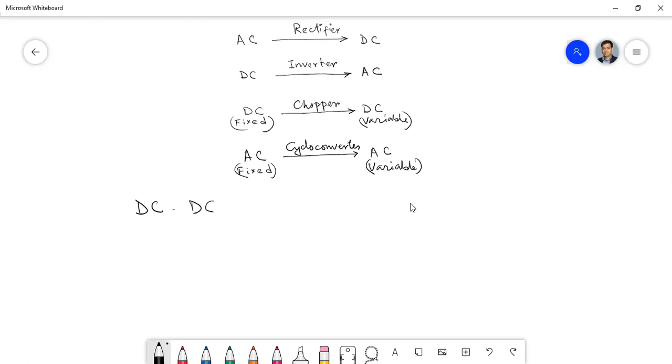So we'll start the DC-DC converter today. Okay. Can you see this board? Yes, sir. It has hanged. Okay. Sir, we can see DC-DC converter written.